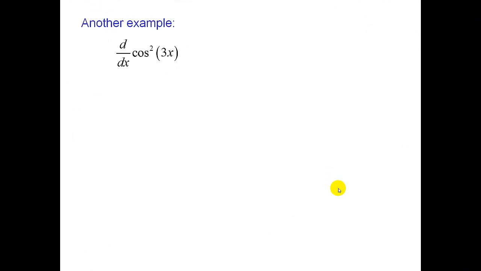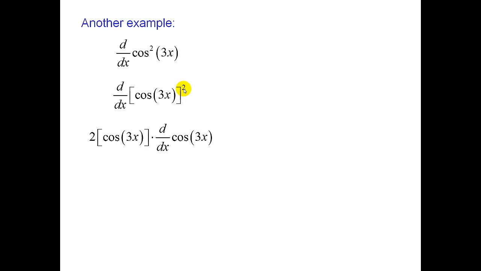Let's look at another example, the derivative of cosine squared of 3x. Now we'll rewrite that as the derivative of cosine of 3x all squared. That's going to help us view this as a composite function. Now, in fact, this is a composite of a composite. So it's a little bit more complicated because not only do we have the whole thing squared, it's the cosine of something more than just x. Using the chain rule and the power rule, it's going to be 2 times the cosine of 3x times the derivative of cosine 3x.